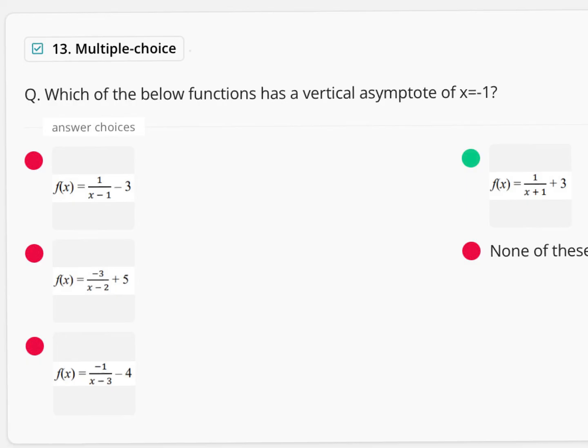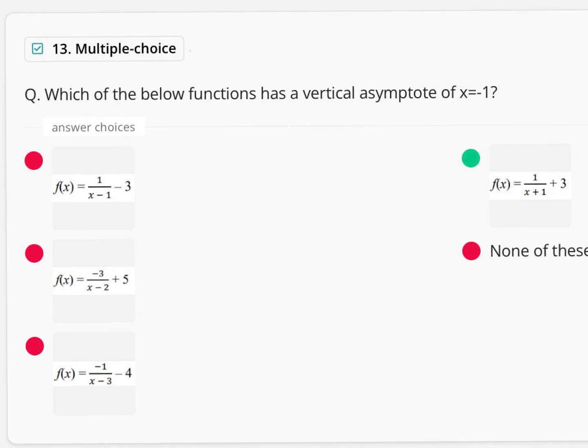Let's move on. This one's a simple one. It says, which of the following functions has a vertical asymptote of x equals -1? Obviously, the answer is right here, but the rationale is that the vertical asymptote comes from the h value. So right here, the h value is +1, right? Because you got to think opposite of what you see. Right here, the h value is positive 2, positive 3. Right here, the h value is negative 1. So that's why this is the correct answer.